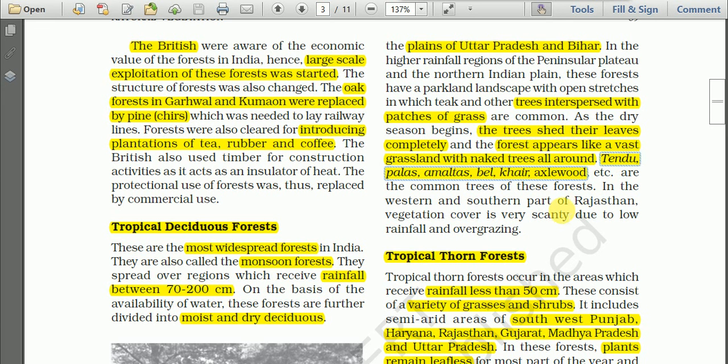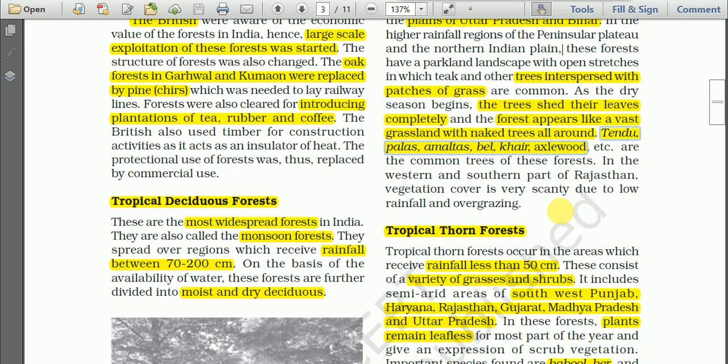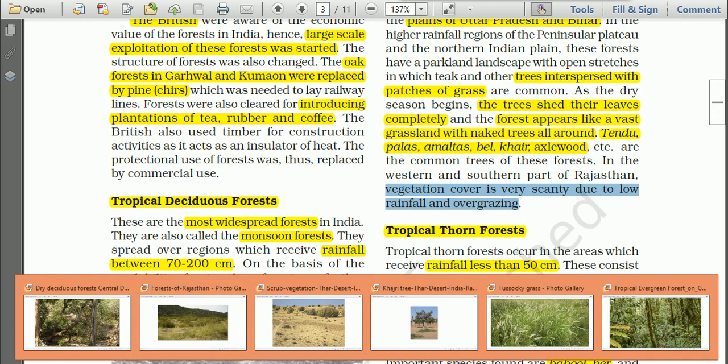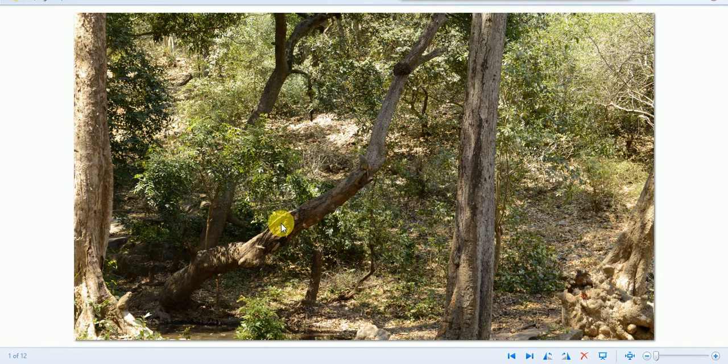Tendu, Palas, then Amaltas, Bel, Khair, Axlewood are the common trees of this forest. In the western and southern part of Rajasthan, vegetation cover is very scanty due to low rainfall and overgrazing. And this is a photograph showing dry deciduous forest in the central Deccan Plateau area.